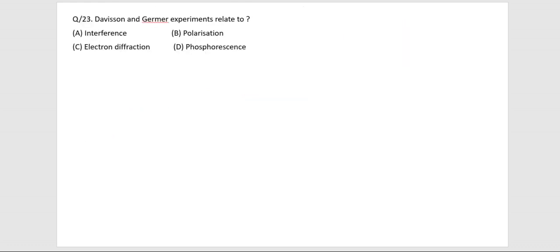Next question: the Davisson and Germer experiment relates to electron diffraction. That is directly theory; we have nothing to do with it.